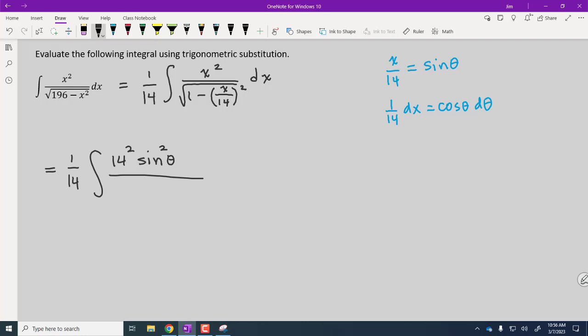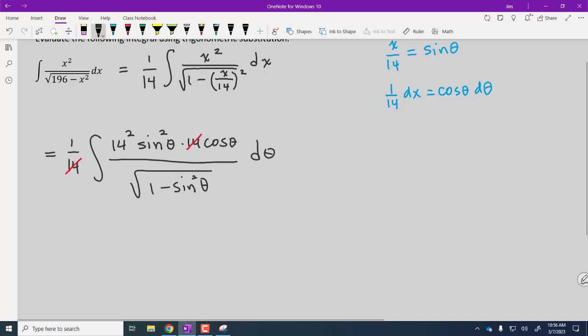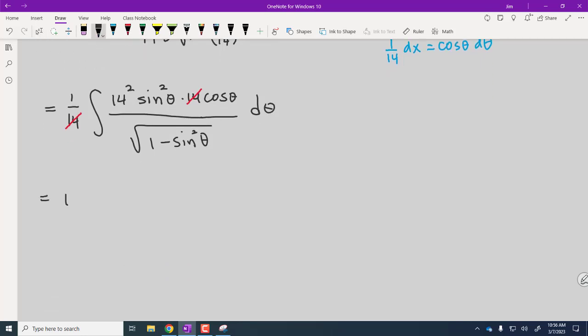And then we have to multiply by dx, which is multiply by 14 cosine of theta d theta, square root 1 minus sine squared. Questions on that substitution? We'll cancel out some 14 here and here. We'll be left with 196 on the outside.